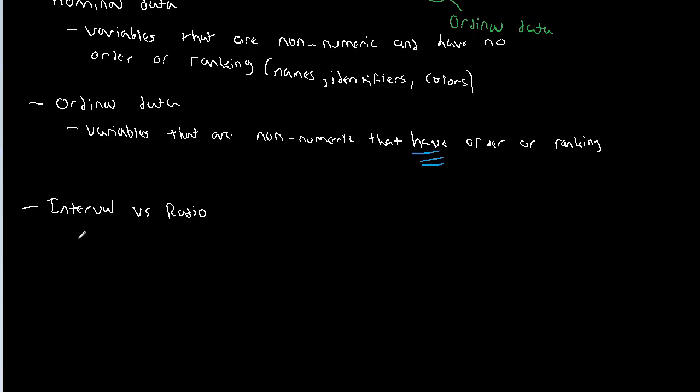So for interval data, this is a variable that is numeric, right? So as opposed to the two non-numeric that we had up here, the numeric variable, so this is traditionally numbers, right? And the numbers mean what we would traditionally think of as numbers. So we can do things like add and subtract.